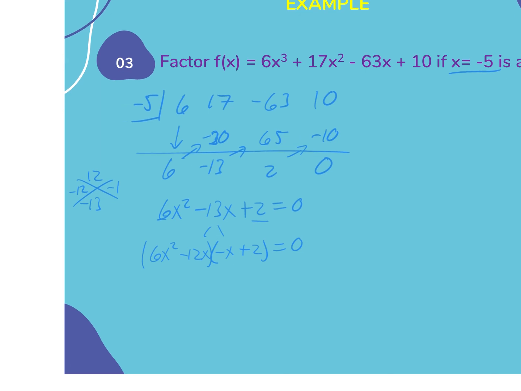Group the first two, group the second two. You can take out a 6x from the first group. You're left with an x minus 2, and you can take out a negative 1 from the next group, and you're left with an x minus 2. So you get 6x minus 1 as a factor. X minus 2 is another.